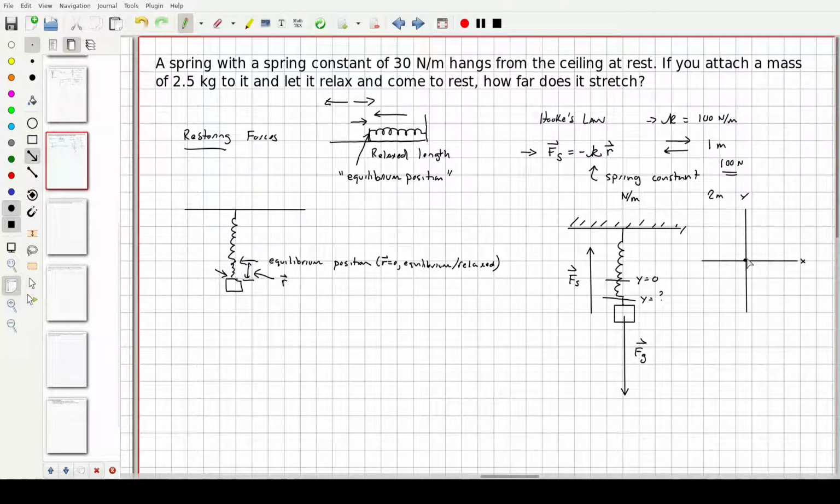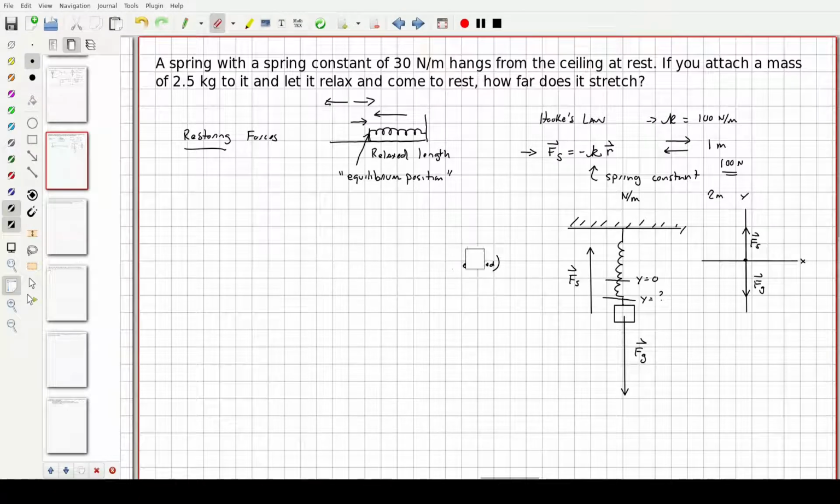We have the spring acting upwards, gravity pulling it downwards. Okay. Now, so we have a free body diagram. We have a picture here showing us what's going on. Let's go ahead and write down our givens and what we're trying to find. I'm going to erase a little bit of this to clear up some room. Let me just get rid of this right here.